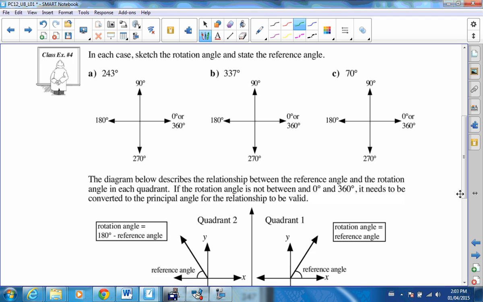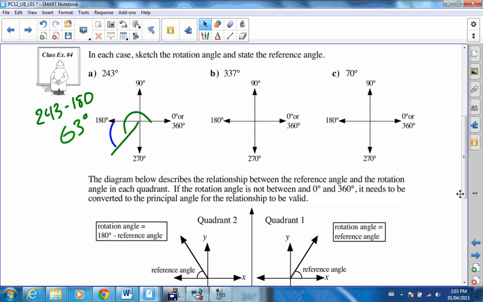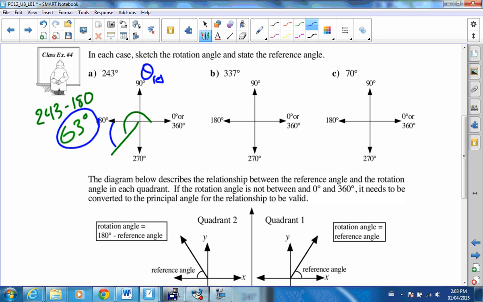So 243, here's my rotation angle. And then my nearest horizontal is 180. So if I go 243 minus 180, that gives me 63. So my reference angle here is 63.